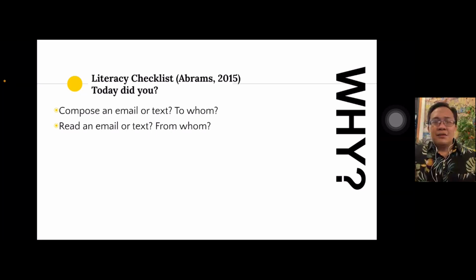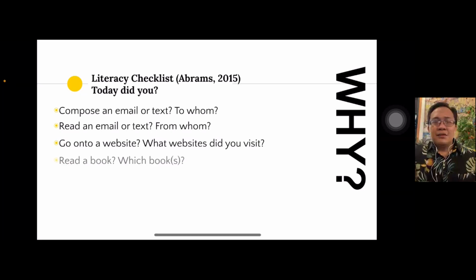Let us also pay attention to the other items. Do you go onto a website? What websites do you visit? It means, do you have access to the websites that you are using? Did you read a book? Which books? It will be great to know if you and your learners are still reading books, even those solid books that we have other than websites.